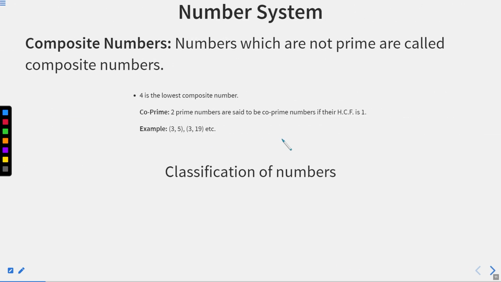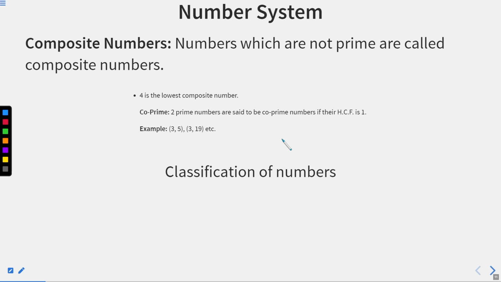So what are composite numbers? Composite numbers are very simple. Numbers which are not prime are called composite numbers. And 4 is the lowest composite number. Any other examples of composite numbers? We have 6, we have 8, we have 9, we have 10. All these are examples of composite numbers.